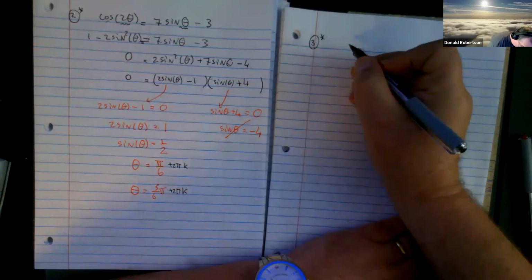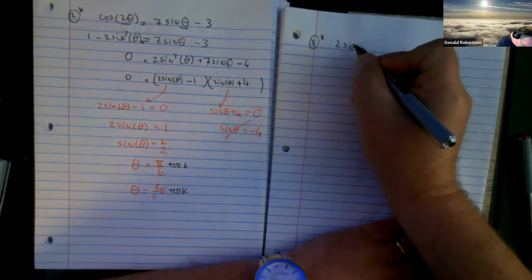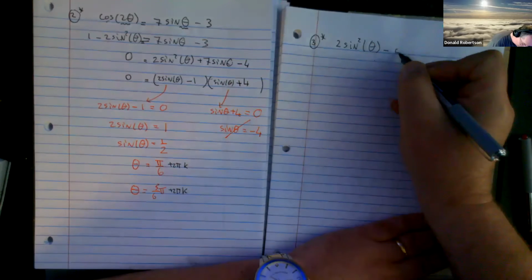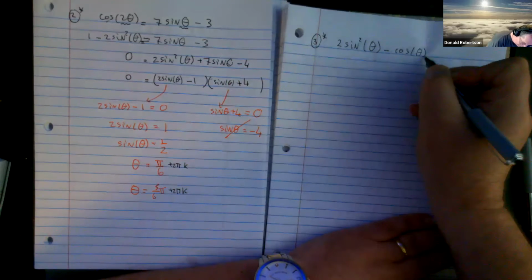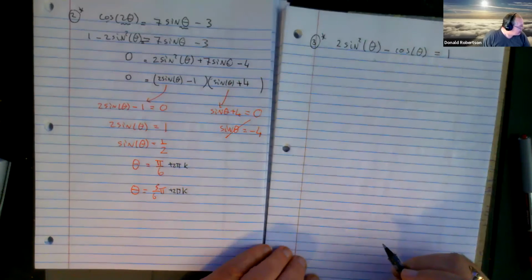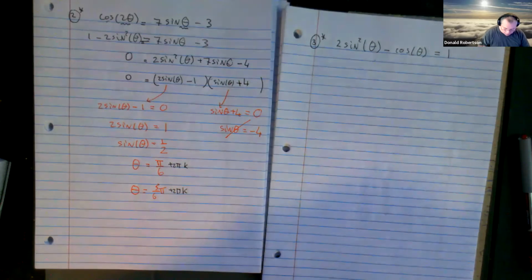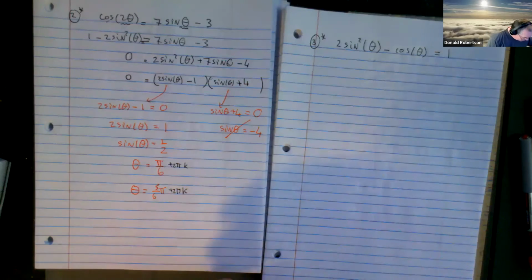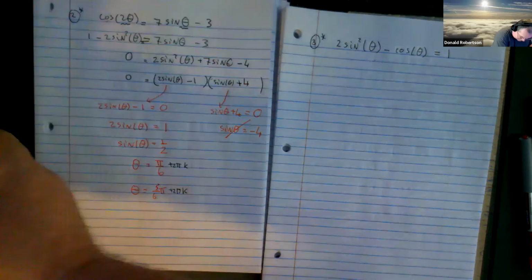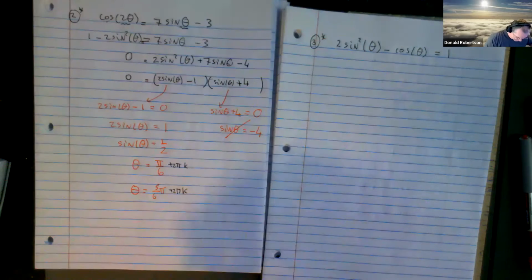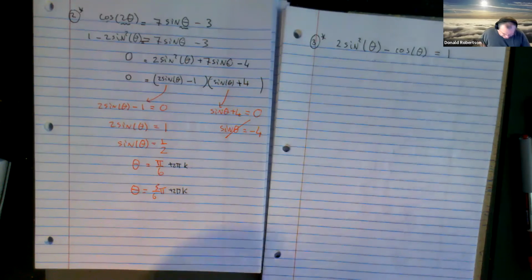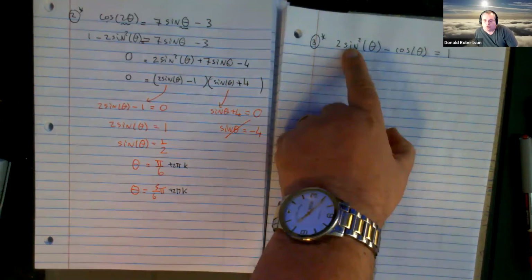In question 3, we have 2 sine squared theta, take away cosine of theta, equals 1. And we're being asked to find all the solutions, which is kind of standard for this. Now, where's my little list? Oh, I don't have this one written down. I guess I should try and squeeze it in somewhere. No, I don't have them. No good.